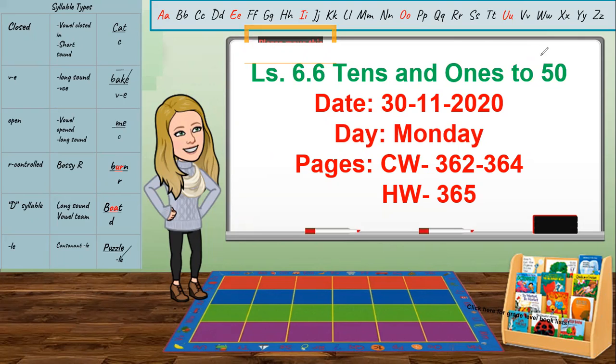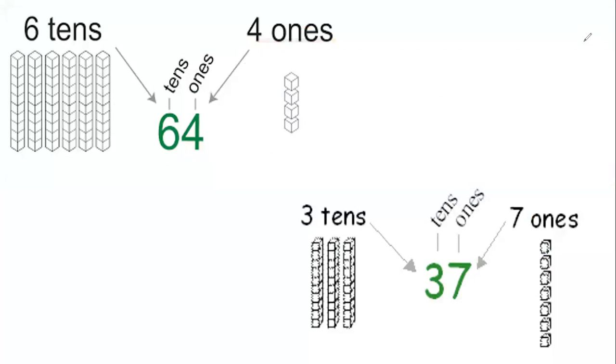So let's see what we are going to do with the tens and the ones up to 50. As you all know, the long straight lines, or the blocks, when you put all the tens together in a group, it makes the tens. So how many tens do you have here? Look at the tens. Count the tens. 1, 2, 3, 4, 5, 6. So this becomes 6 tens.